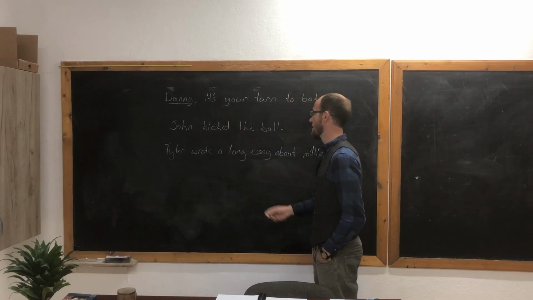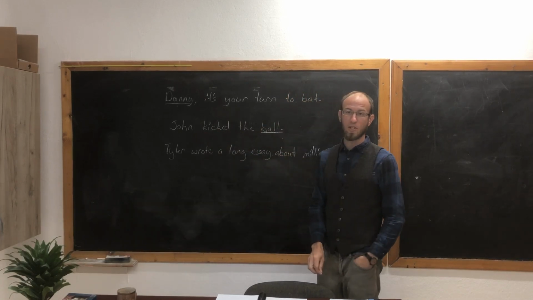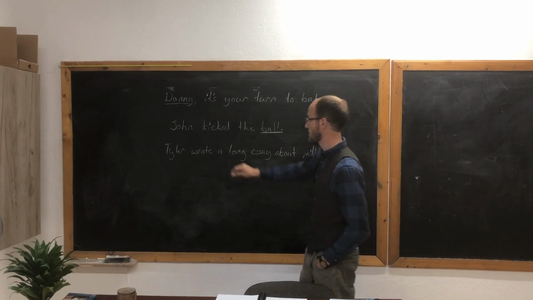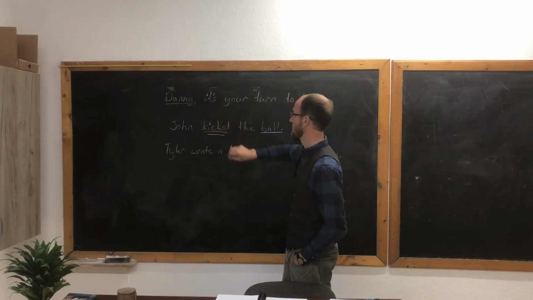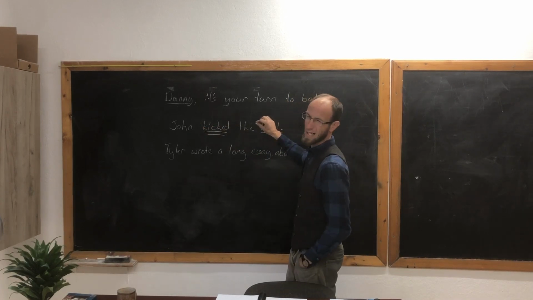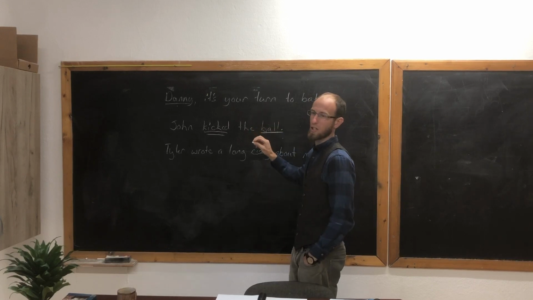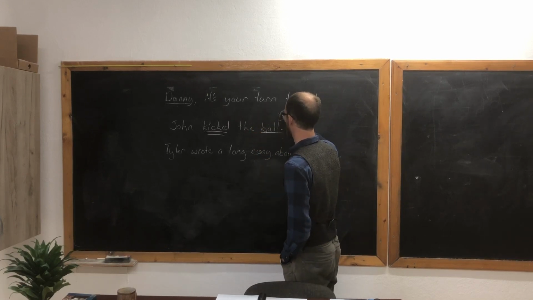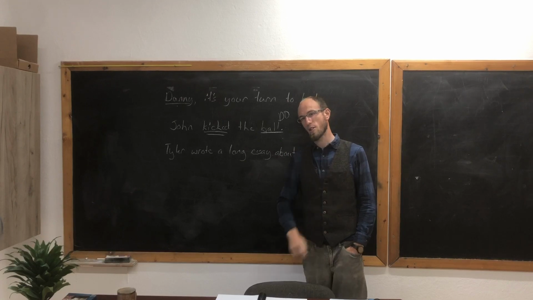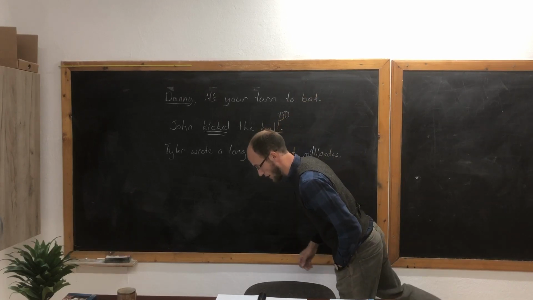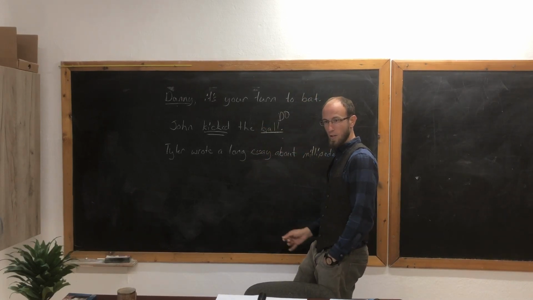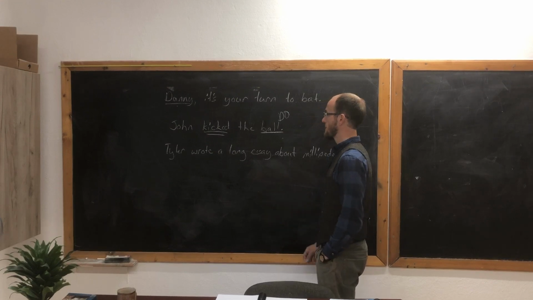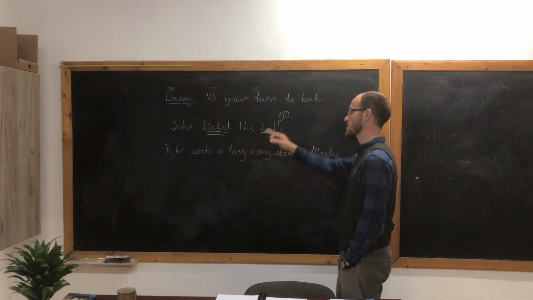John kicked the ball. And the ball is that thing that receives the action, in the predicate, coming after an action verb. It doesn't modify the verb, it just receives the action. So we call it a direct object. It's the object that directly receives the action. John kicked the ball. His foot hit the ball directly, the ball moved. Directly received the action.